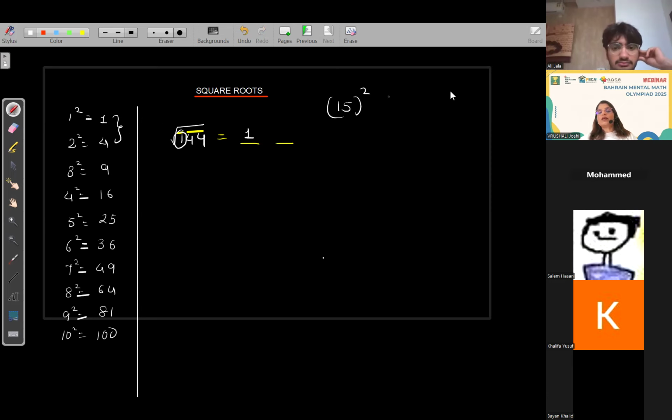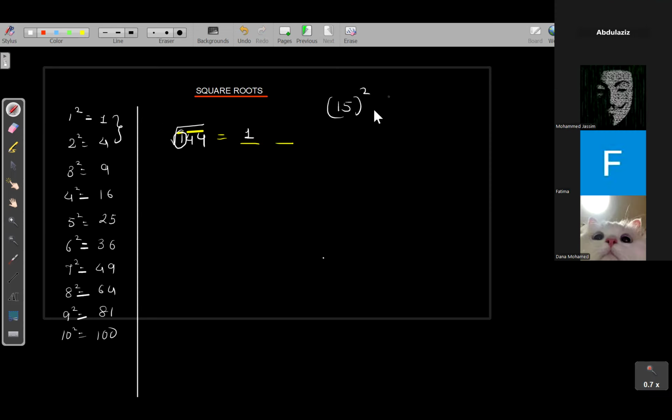What is 15 square? Just now we learned, correct? It is 225. Getting it, everybody? Okay. Now check. See, squares of which numbers end with 4? A square of 2 will end with 4 and square of 8 will end with 4. Getting it, guys? That means your answer can either be 12 or 18.